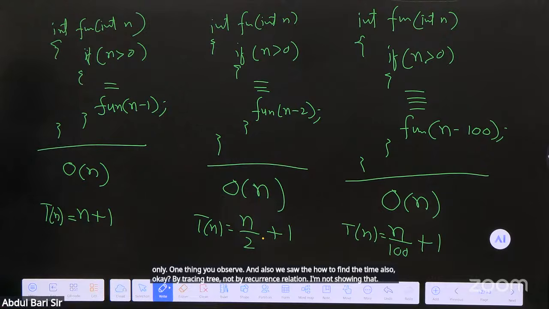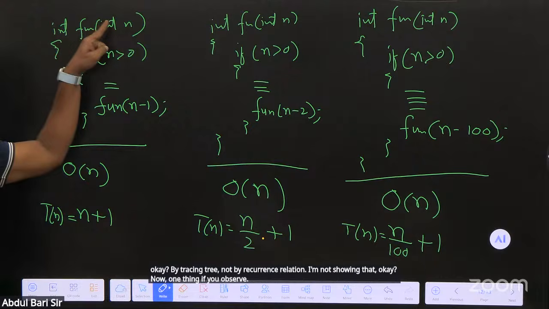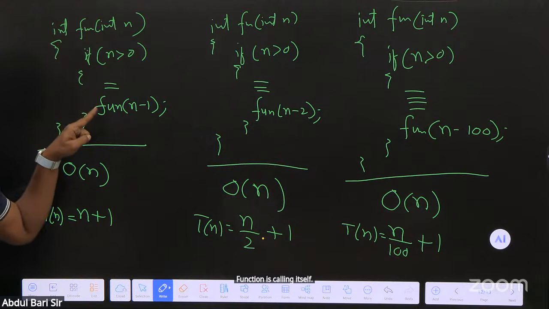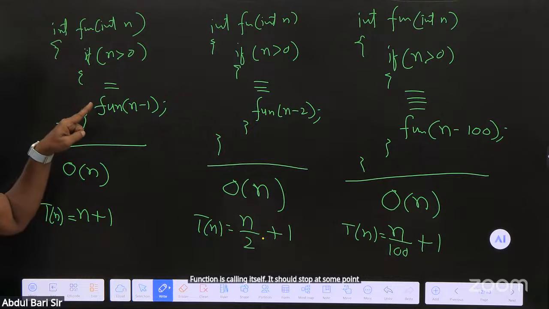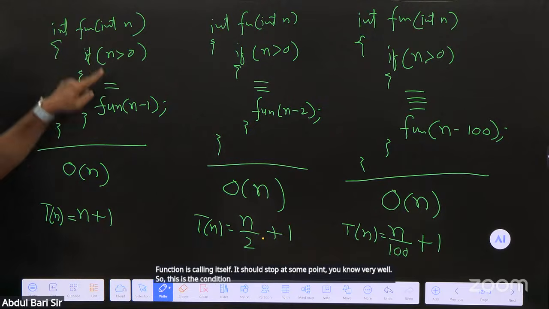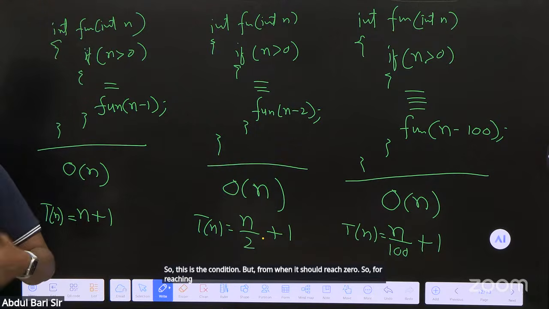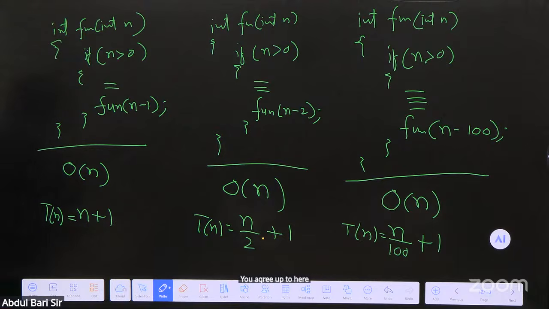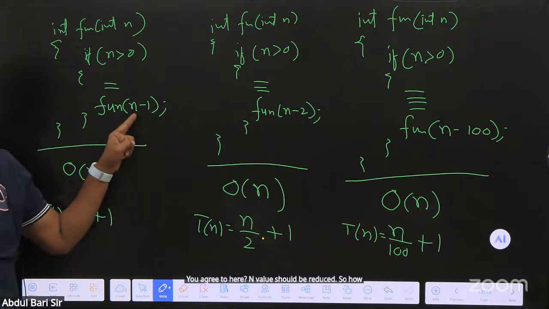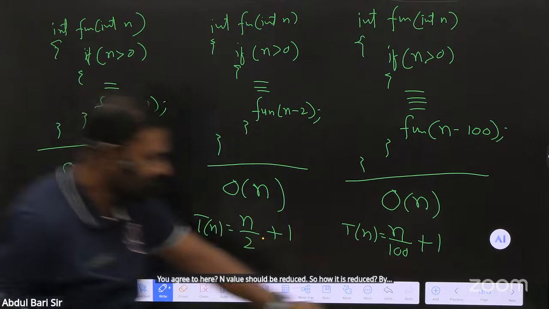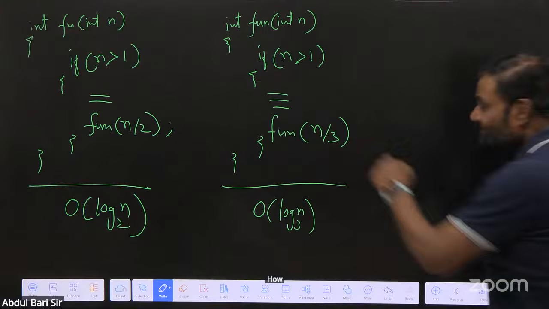Now, one thing if you observe, the function is calling itself. It should stop at some point, you know very well. So this is the condition. But from n, it should reach 0. So for reaching 0, it should reduce itself. You agree up to here? The n value should be reduced. So how is it reduced? By subtraction.